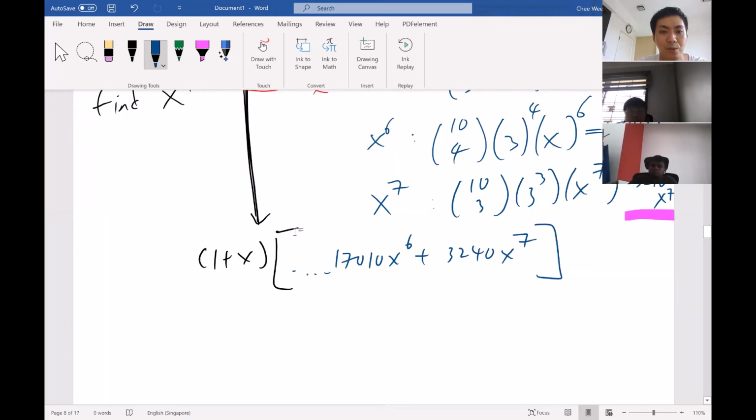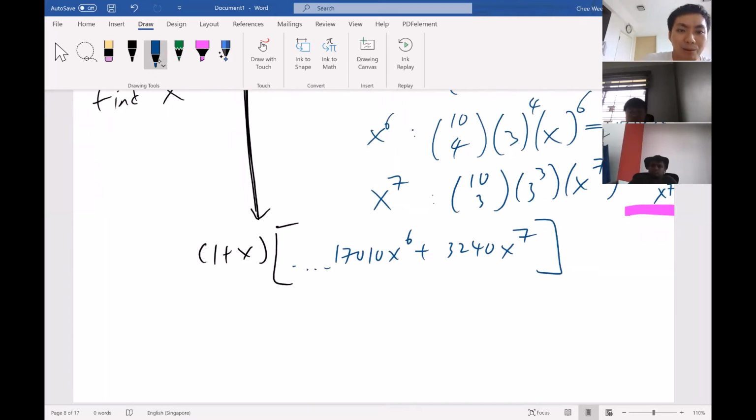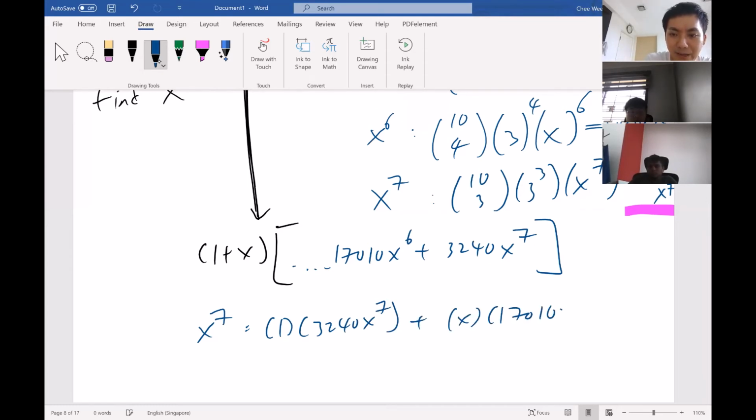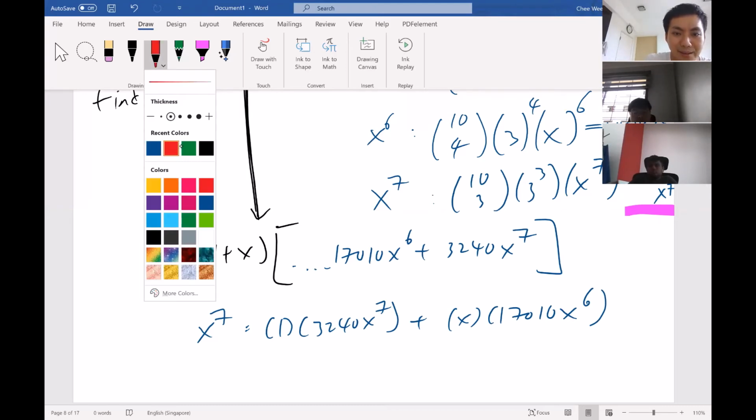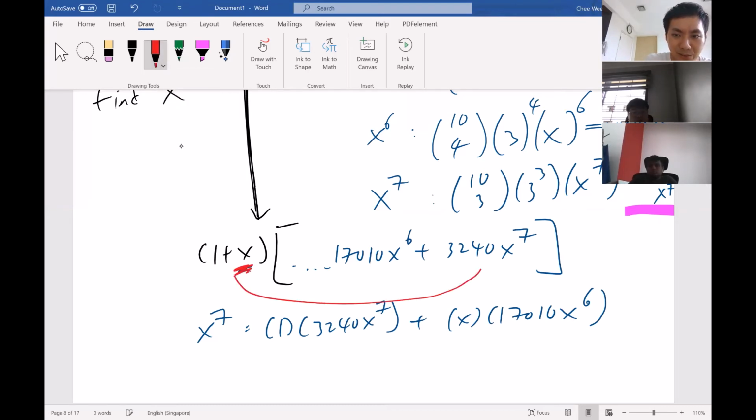Okay? So from then, you will know that x to the power of 7 is achieved by 1 times 3240 x to the power of 7 plus x times 17010 x to the power of 6. Okay? Even though this product got more things, like this guy here multiplied with this guy here will give you x to the power of 8, but that's not my concern in this question. I only care for the things that will contribute eventually to x to the power of 7.